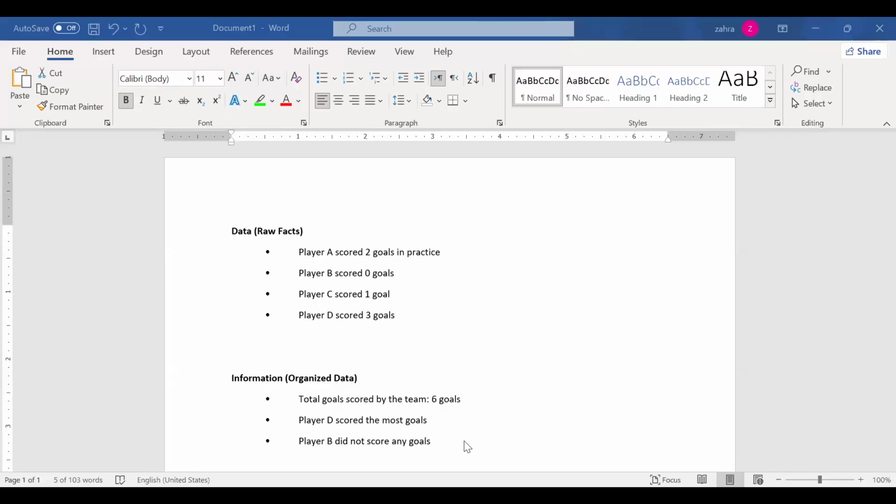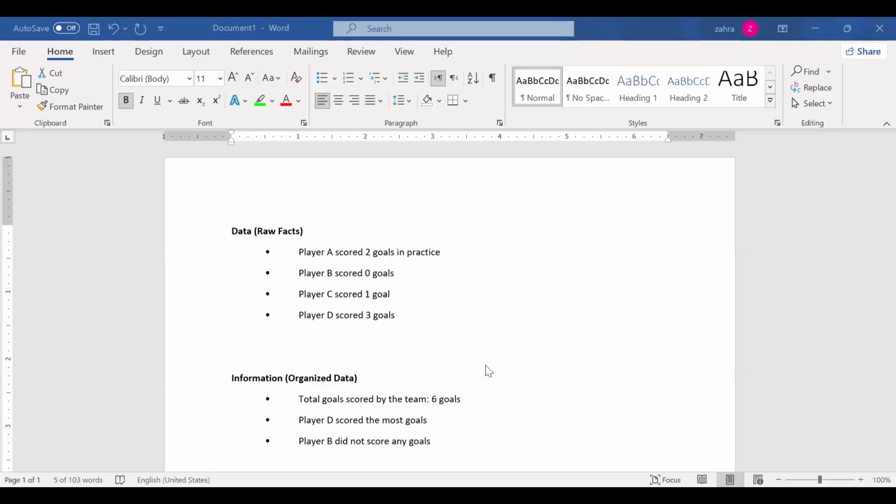Yes. Okay, so here we were group number 3, and our topic was about the player. The coach just counted the player goals. First we have the raw data facts: player A scored 2 goals in practice, player B scored 0 goals, player C scored 1 goal, and player D scored 3 goals. Here we have just the data, just numbers, and they don't have any meaning.